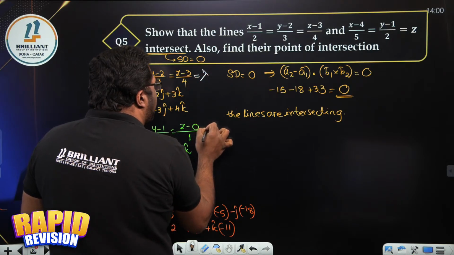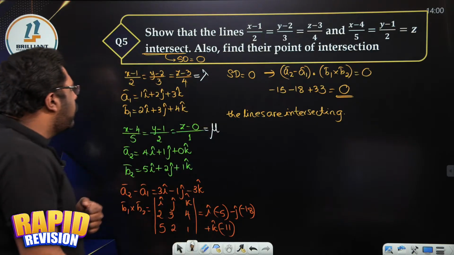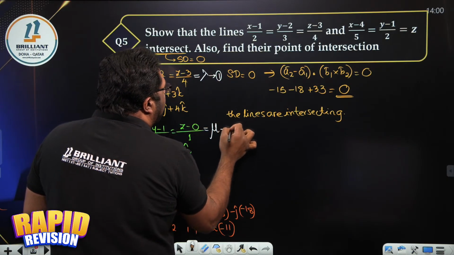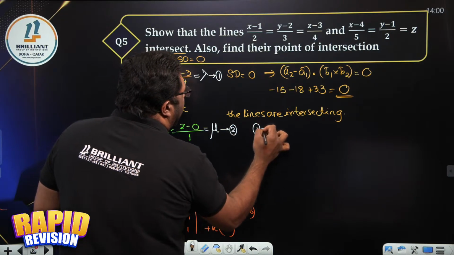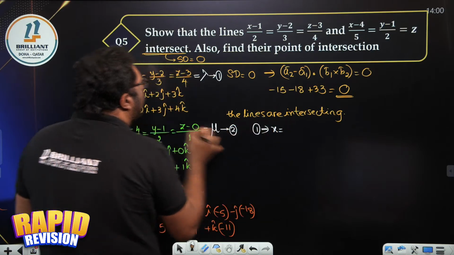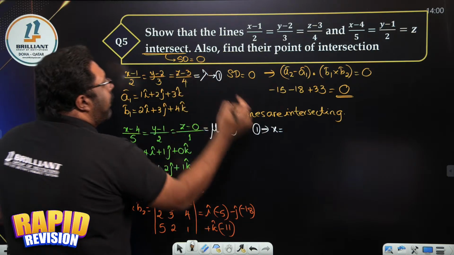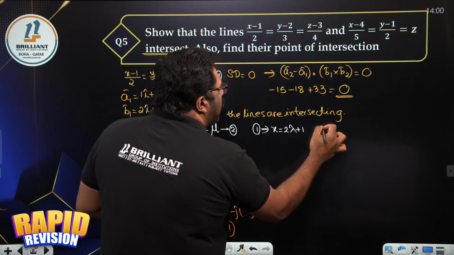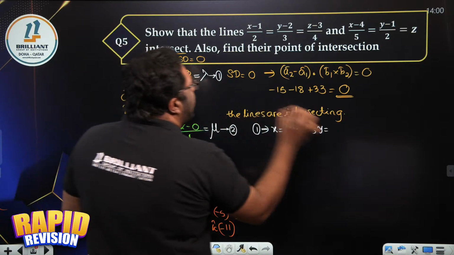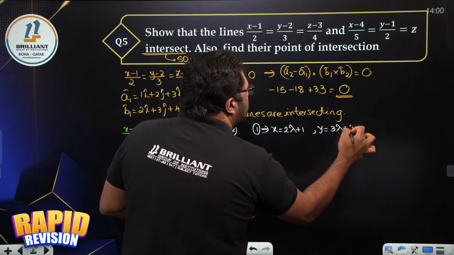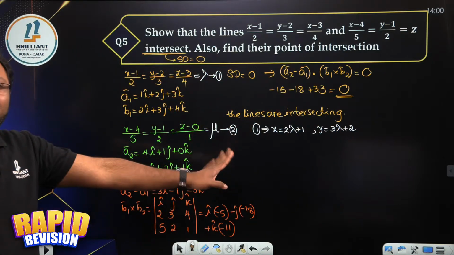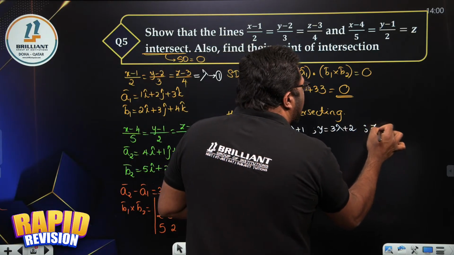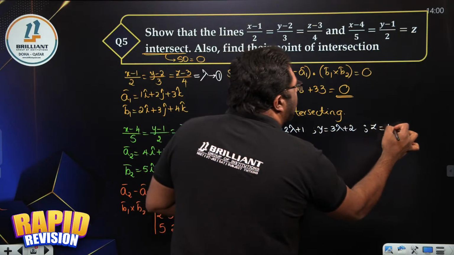Call the first equation equal to lambda, the second equation equal to mu. Then I can easily say from equation number 1, x is equal to 2 lambda plus 1. Y is equal to 3 lambda plus 2. Enough. I need only 2 coordinates. You can write z also, but I am only interested in 2 coordinates. Z is equal to 4 lambda plus 3.